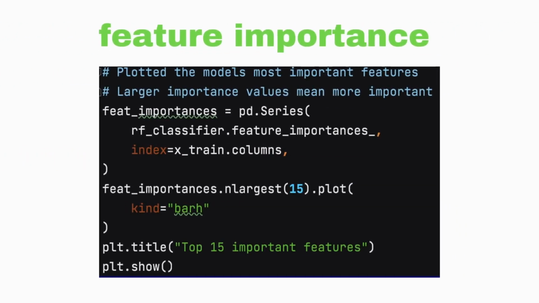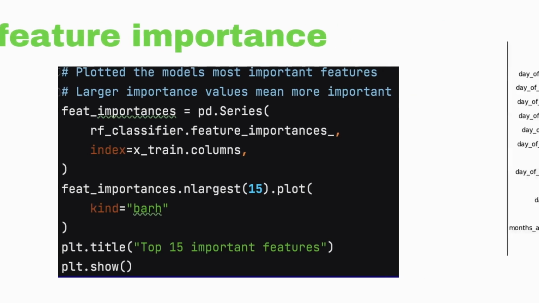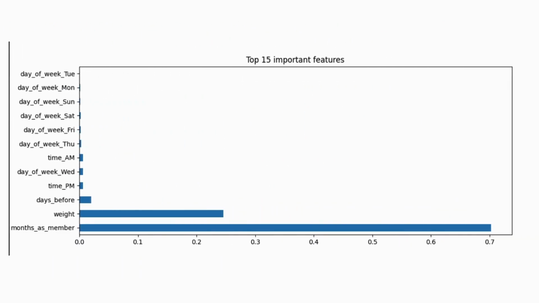To determine which features were most important in the model, I've created a plot using the classifier's feature importances attribute, and I print the top 15 important features. You can see that the number of months as a member has the most influence on the model in determining its predictions, then followed by weight of the member, and then the number of days before the class when the booking was made.